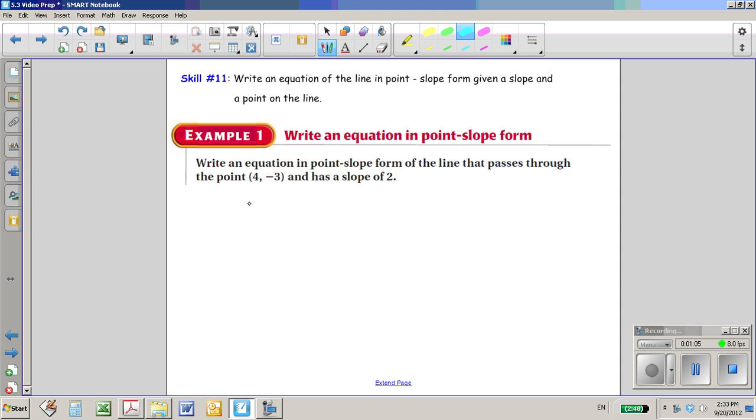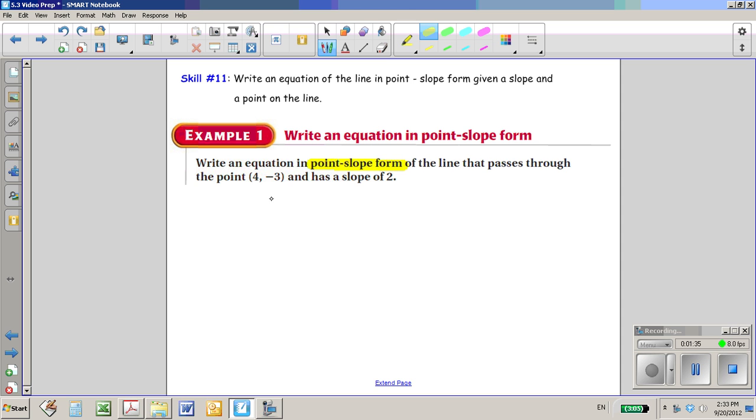So the first skill we're going to cover is writing an equation of the line in point-slope form, given a slope and a point on the line. That's going to be the easiest type of example. First, we're going to read example number 1. Write an equation in point-slope form of the line that passes through the point (4, -3) and has a slope of 2. I'm going to highlight important information. The form that I should answer in is going to be important, so point-slope form will be highlighted here.